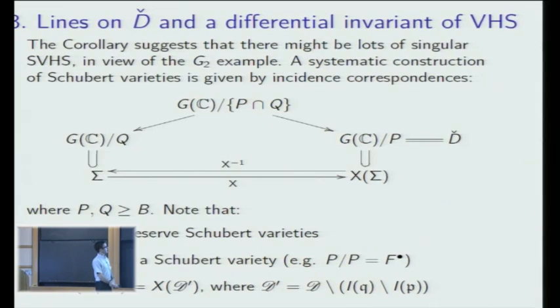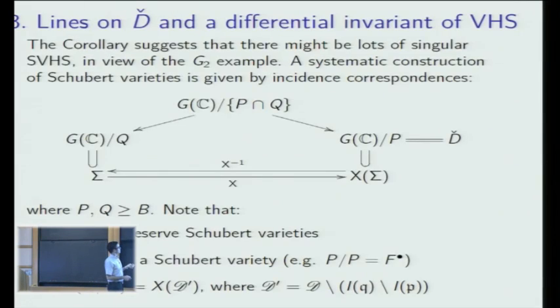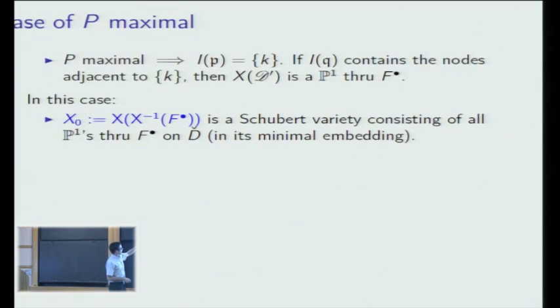Okay? But it does more, because if P is maximal, then I of P, the set of simple roots whose negative root spaces are not contained in P, is a singleton. And so if I of Q contains the nodes adjacent to this singleton, then x of D prime is a P1 through F. And the reason why that's important, going back to this diagram, is now what I can do is I can sort of smear this P1 around by the action of the isotropy group of F dot. And that's what this construction does. This is a Schubert variety consisting of all P1s through F dot on D check in its minimal embedding.